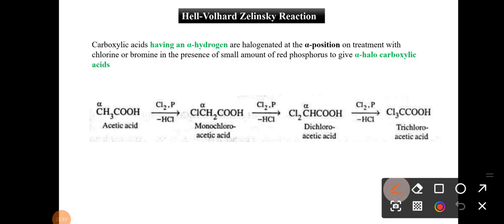Okay, here alpha halo carboxylic acid and your carboxylic acid with alpha hydrogen, so those two terms are very important. Your carboxylic acid should have your alpha hydrogen, and what is your product? That alpha hydrogen is replaced with the halogen, and that is the alpha halo carboxylic acid formed in the Hell-Volhard-Zelinsky reaction. I think this is very fast, but we have very less time because the lecture is very lengthy and we have to cover all the important reactions, right?